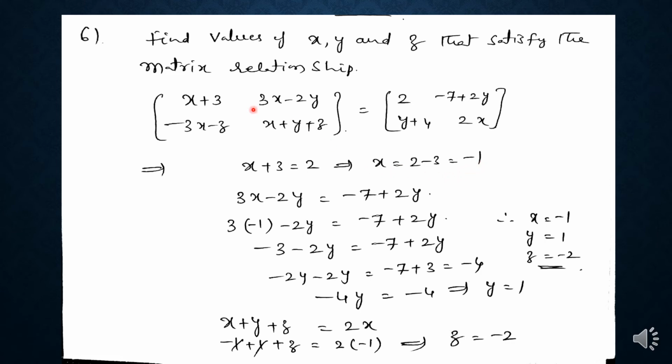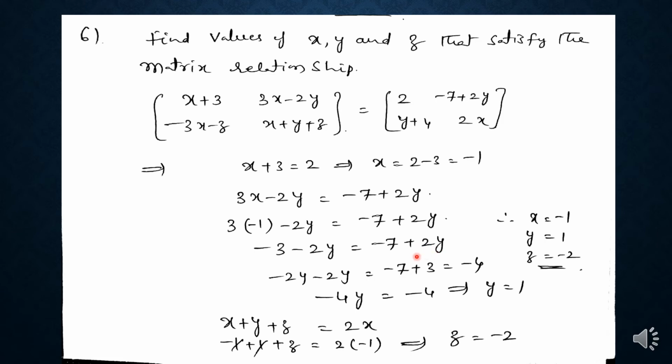Now by equating the second element in the first row, that is 3x minus 2y is equal to minus 7 plus 2y. Now by substituting the value of x is equal to minus 1 here, that is 3 into minus 1, minus 3 minus 2y is equal to minus 7 plus 2y.